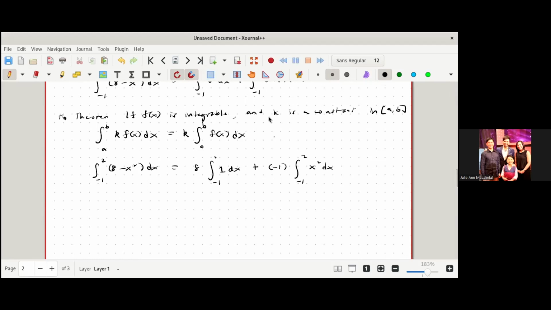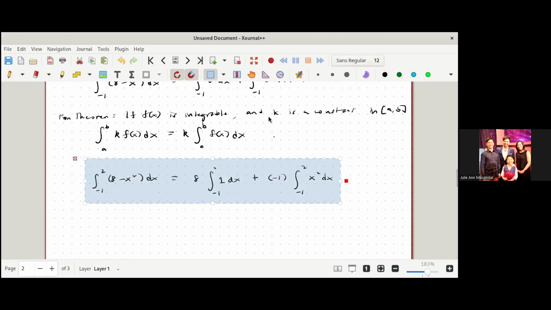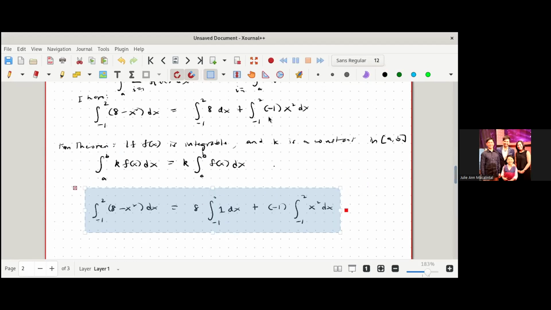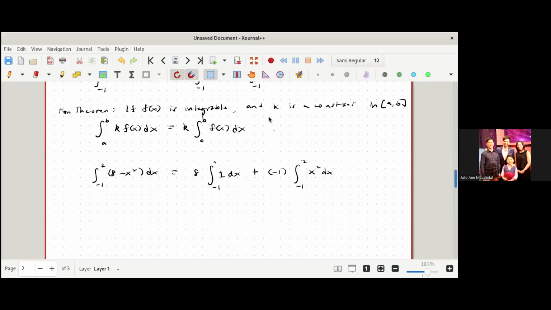So from this theorem, kaya nating i-split yung integral into the sum of integrals. Ngayon, yung last step, umabot na tayo sa point na hindi na natin ma-integrate without going to the limit. So, yung last step ay, gamitin mo ngayon yung methods from section 4.4 na cut into equal slices and then integrate.